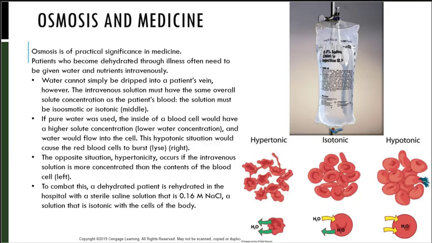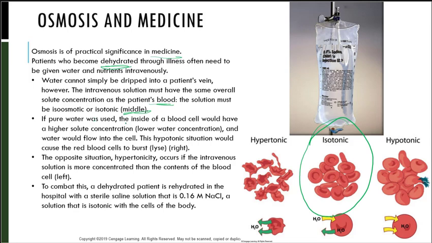Osmosis is of practical significance in medicine. Patients who become dehydrated through illness often need to be given water and nutrients intravenously. Water cannot simply be dripped into a patient's vein. The intravenous solution must have the same overall solute concentration as the patient's blood. The solution must be isoosmotic or isotonic, which is this middle picture here.